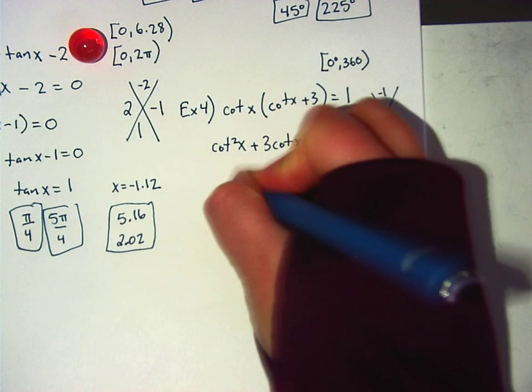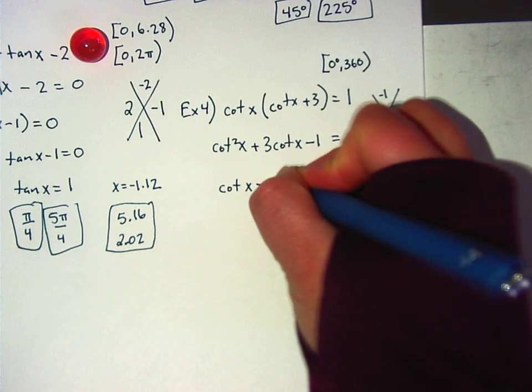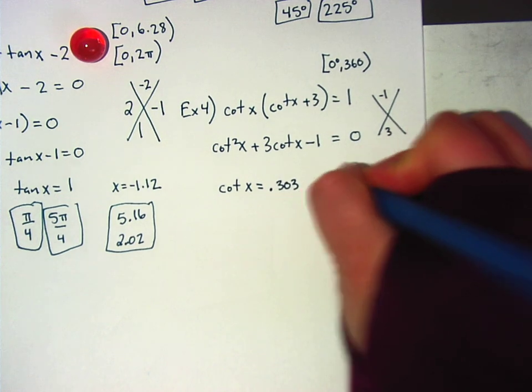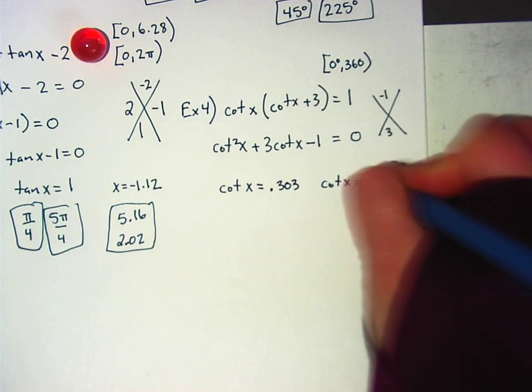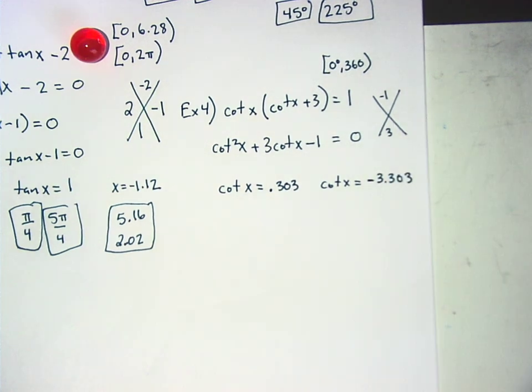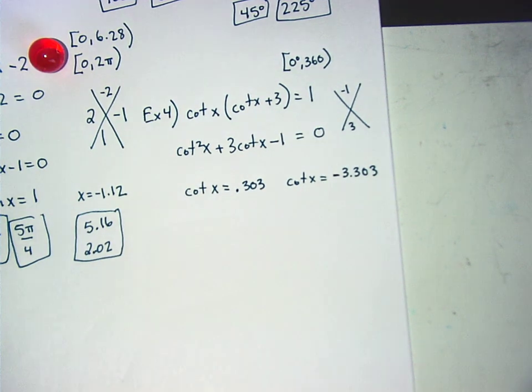All right, so it says here that the cotangent of x equals what? 0.303. And the cotangent of x equals negative 3.303. That's where I'm at now. Now what do I do?